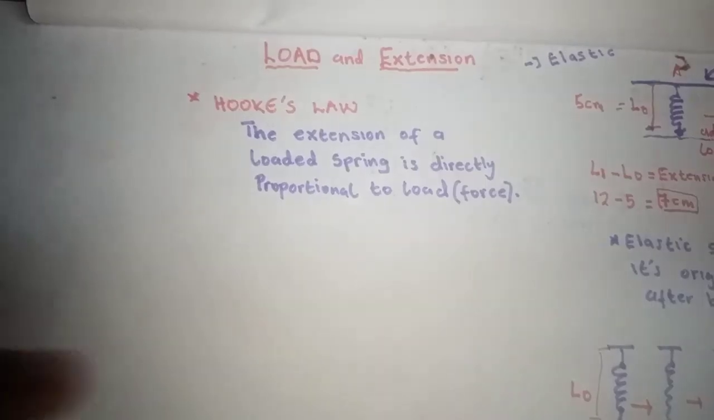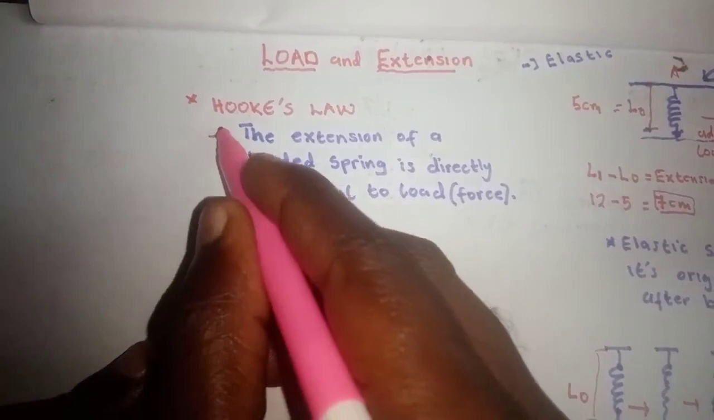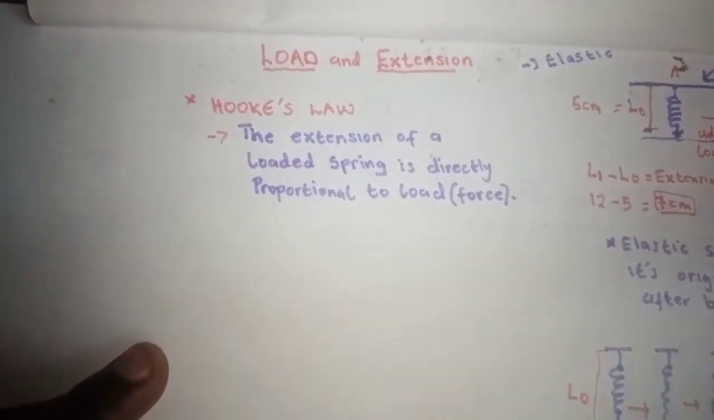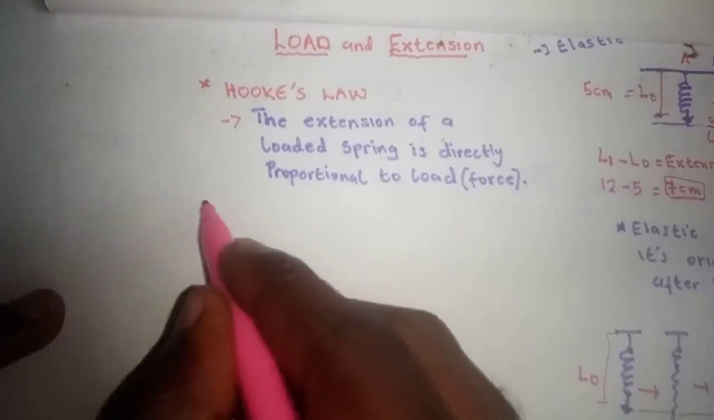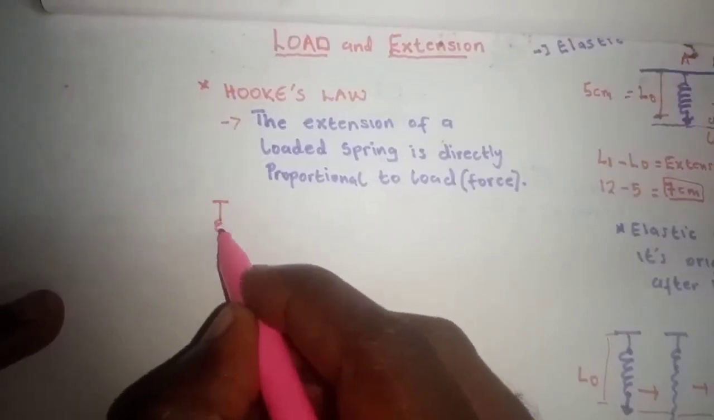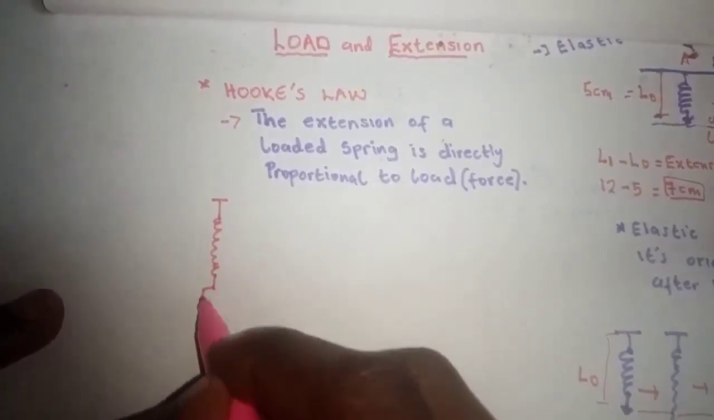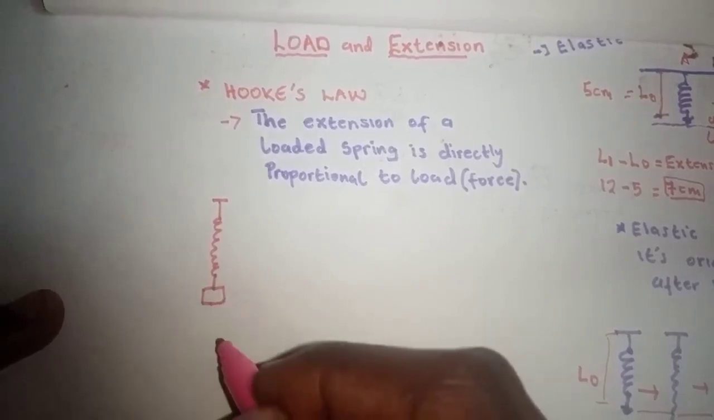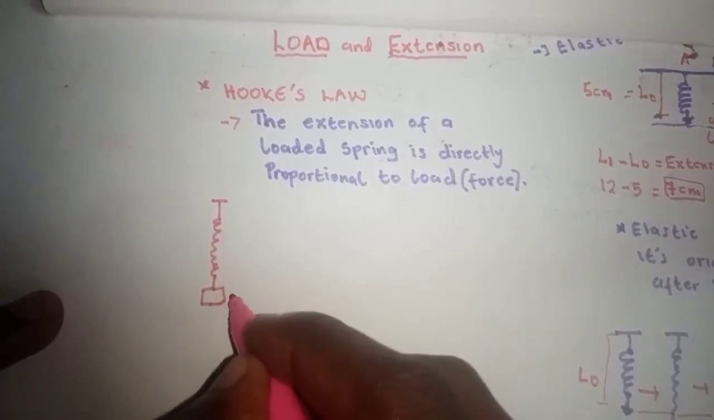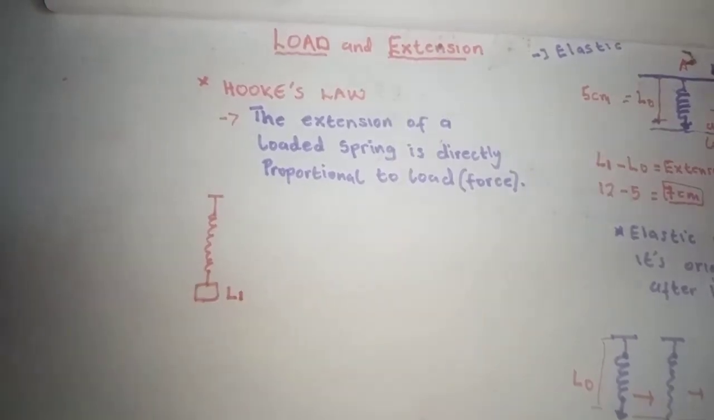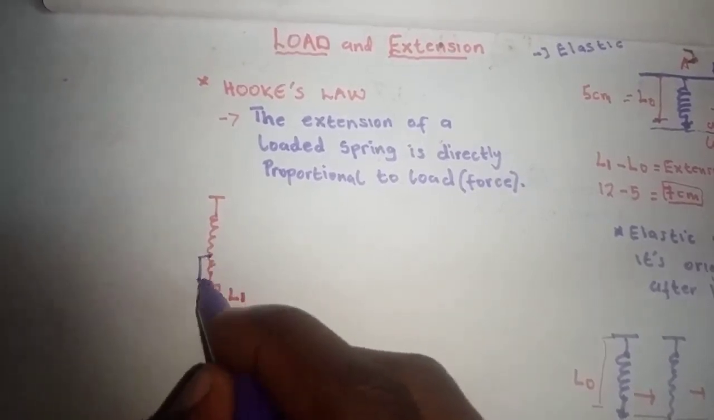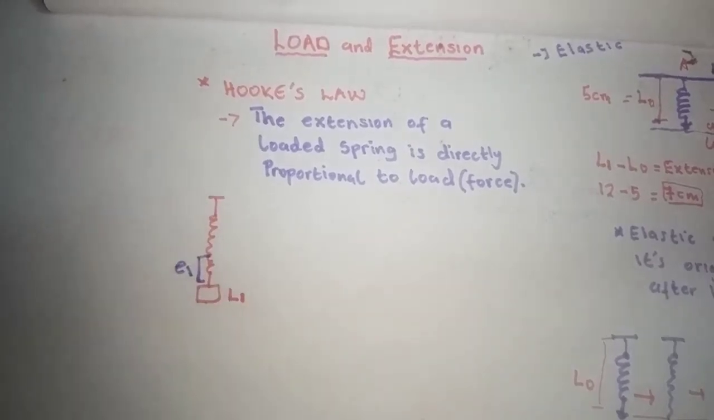So Hooke's law is a law that talks about loads and extension. The extension of the loaded spring is directly proportional to the load, okay. So here let's deal with this spring, okay. This spring already has a load, let's say the load here, we call it load 1. So if a spring already contains a load, meaning that it already contains an extension, we're going to call this extension 1, okay.